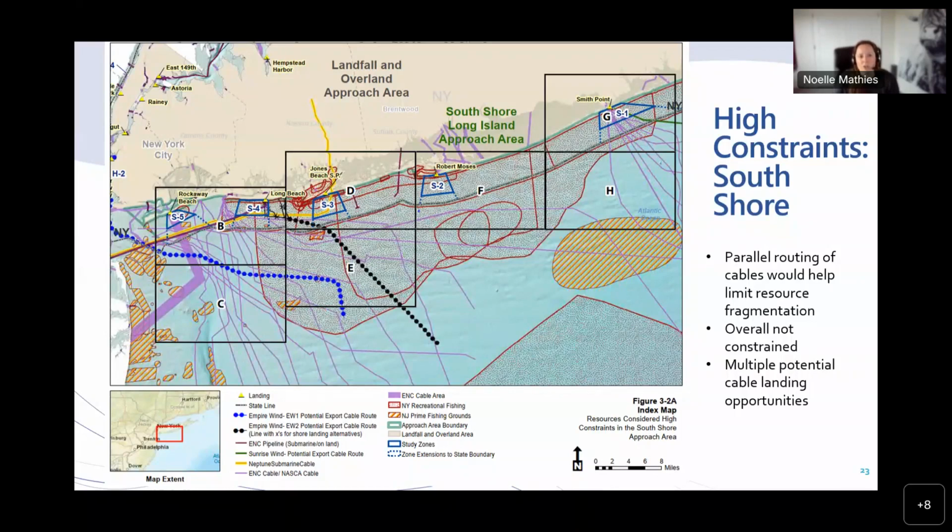The minimization measures identified for use in the South Shore, such as time of year restrictions, proper burial techniques, and parallel routing to minimize resource fragmentation, were determined to be adequate. Additionally, there is an overall lack of space constraints along the South Shore. This combination of factors make multiple cable landings along the South Shore a less difficult option than other approach areas. Next slide, please.